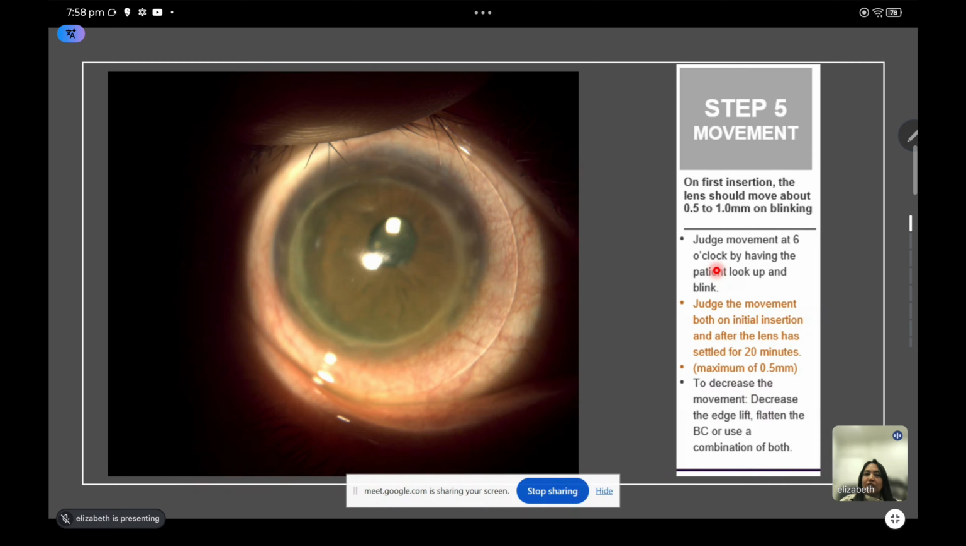And then after you've judged that initial movement, you let the lens settle for 20 minutes. And then after 20 minutes, you should see at most a half a millimeter of movement. There shouldn't be too much more than that. That half a millimeter of movement just ensures that there's some tear exchange under there and that the lens is floating over the eye, basically.